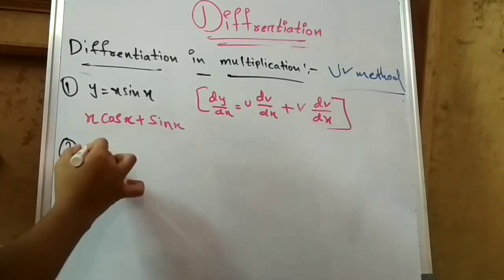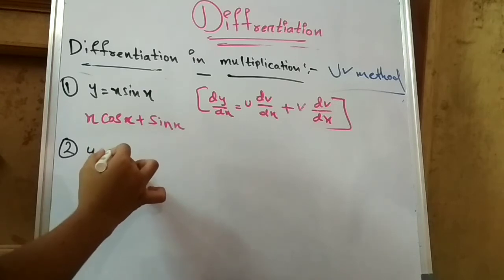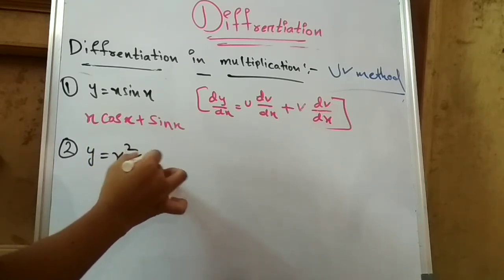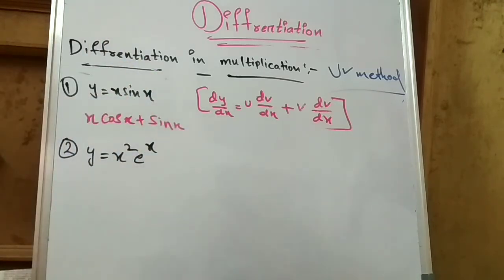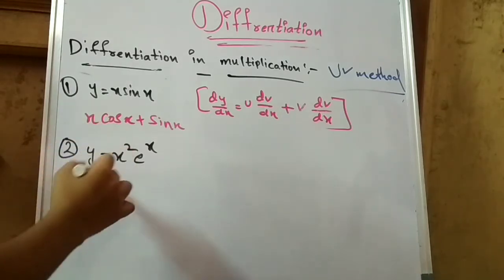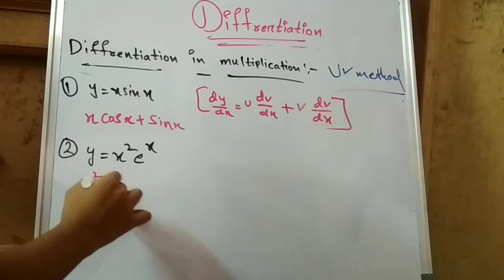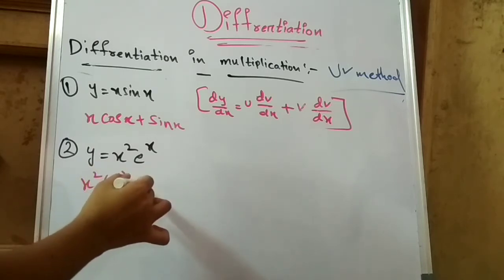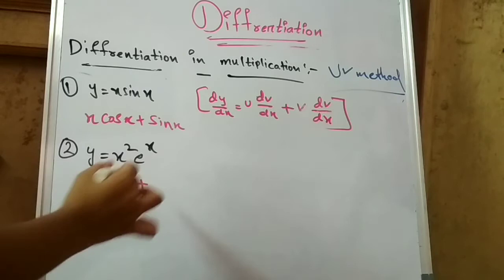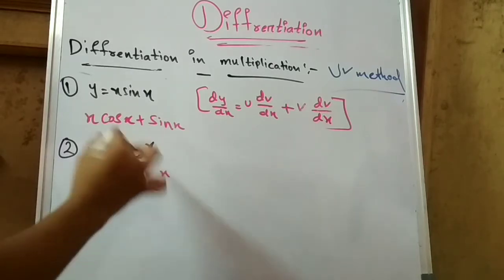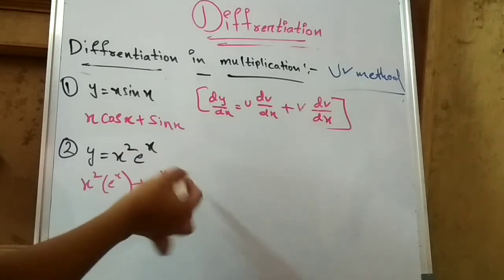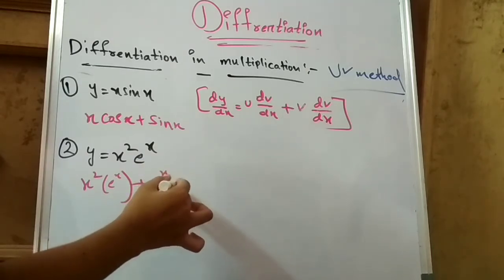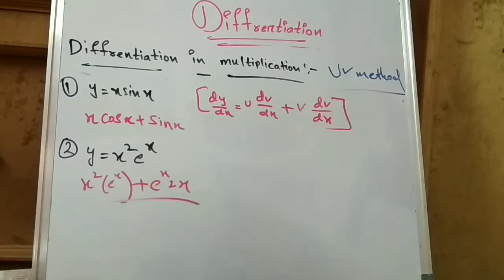Y is equals to, let's take x square e to the power of x. So how you will solve this is: hold x square, e to the power of x we know will always be e to the power of x only, plus now hold e to the power of x, x square means 2x, that will be 2x to the power of 1, but 2x will be also. So this will be the differentiation.